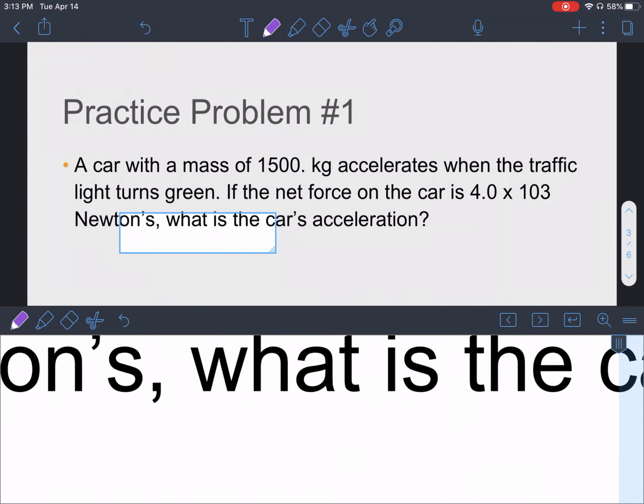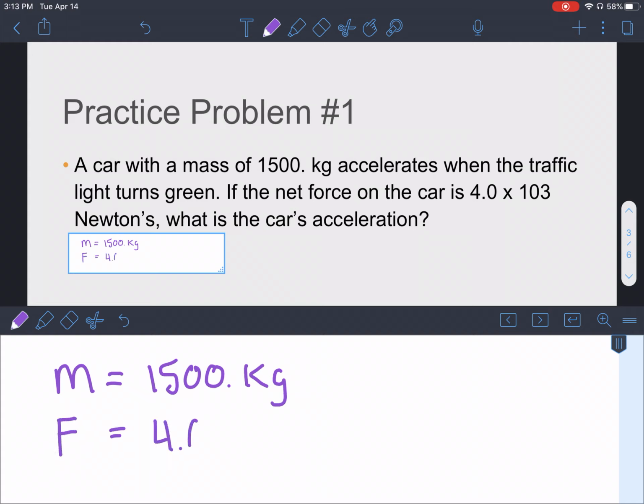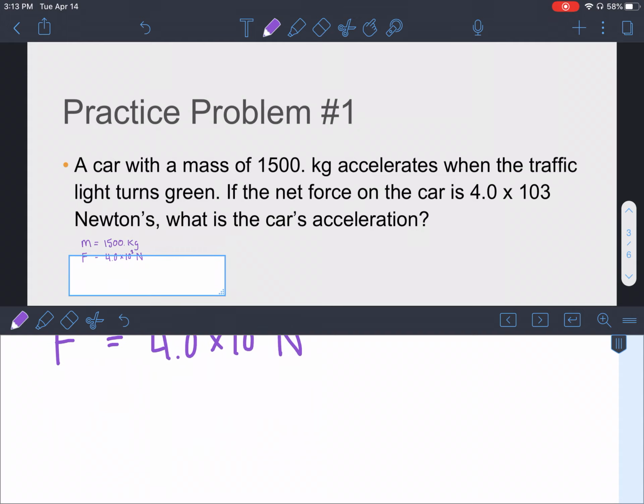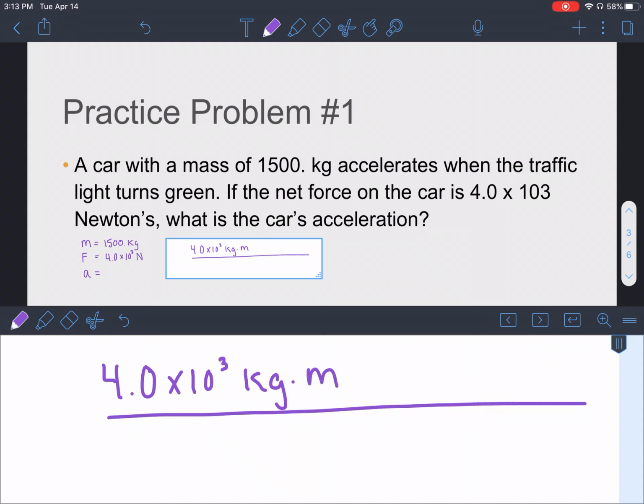Okay, the first thing that I will do with this is identify what they gave me. So we know that the mass is equal to 1,500 kilograms, and the force is equal to 4.0 times 10 to the third newtons. And we are looking for acceleration. So we can do two different ways of solving this. We could use dimensional analysis, and I'm going to show you that the first way because it shows how the units cancel out very nicely.